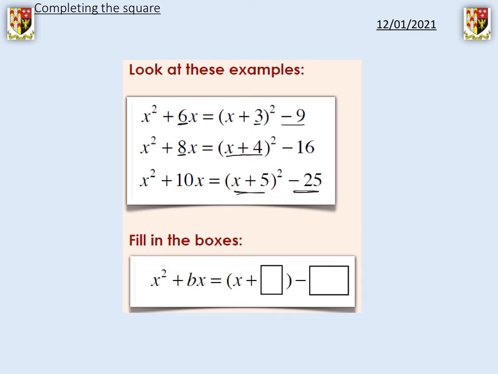So one way of thinking of this would be to have, if you've got x squared plus something x, you halve that something, and then that will be squared for the side of the square. And then you take away whatever this was squared. So b over 2 all squared. So that's all we've got to do there. That might seem a little bit complicated. Let's just do that with a few examples.